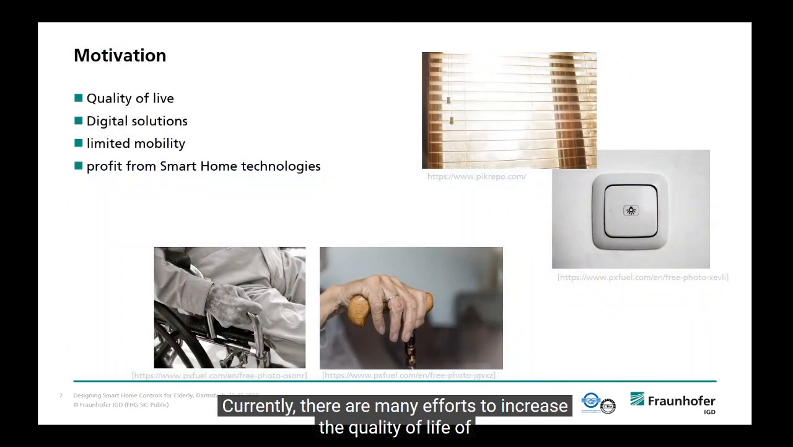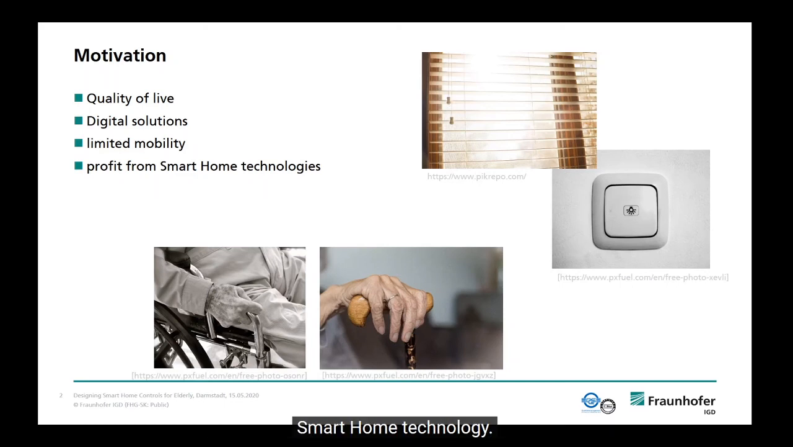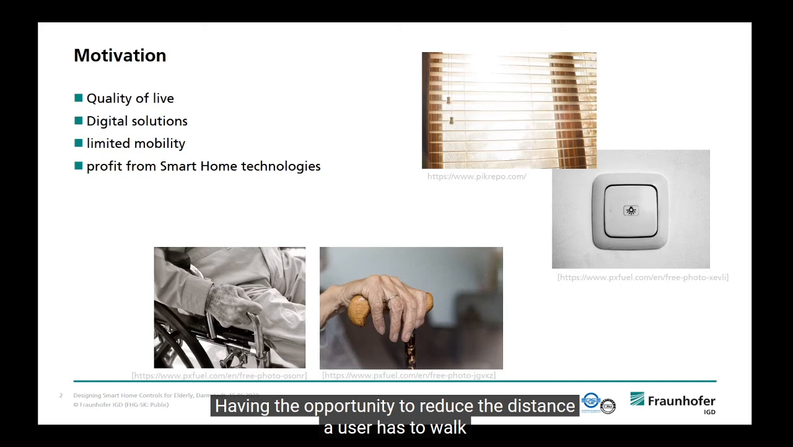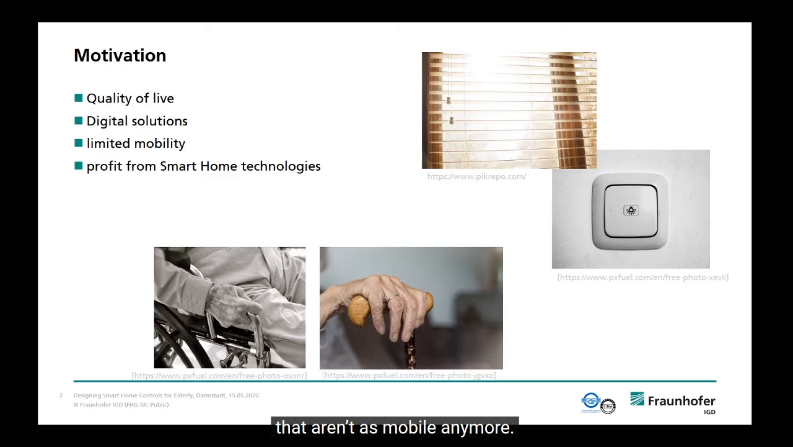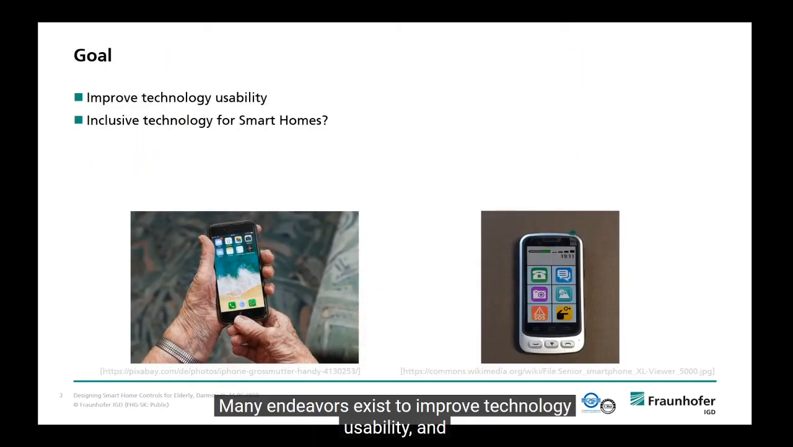Currently, there are many efforts to increase the quality of life of elderly by supporting their activities of daily living with digital solutions. Especially elderly who have difficulty moving and are mostly restricted to their homes can profit from smart home technology. Having to walk a distance to achieve a certain goal within their house, like switching on the lights or operating the window blinds, is a huge burden for those that aren't as mobile anymore.